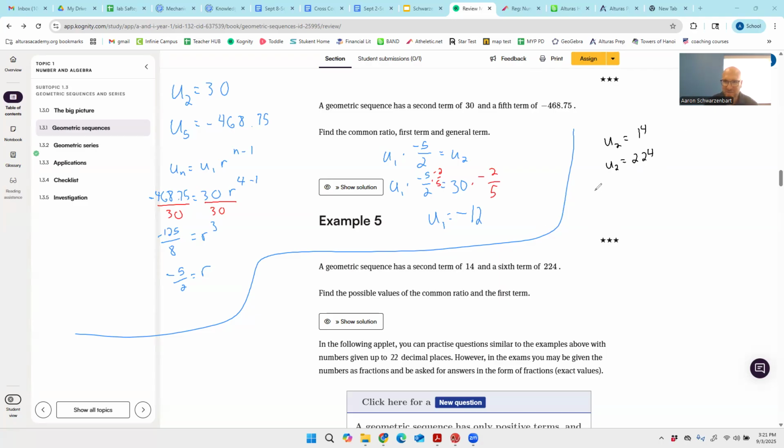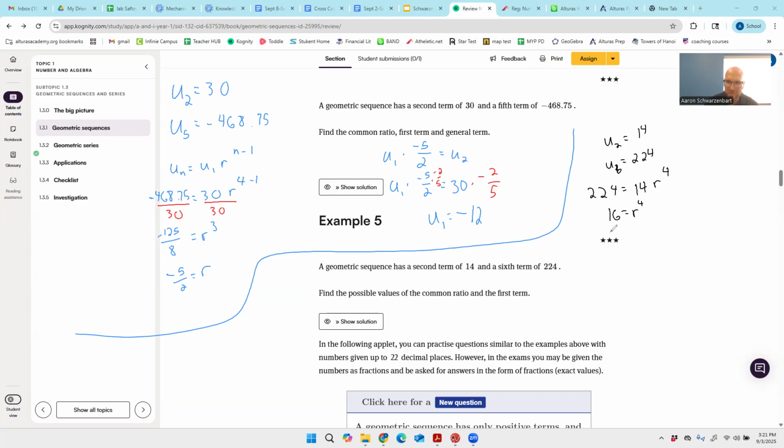Okay? So, U2 to U6: 224 is now five terms after U2, not the sixth term. So if I'm going to use U2 here, I've got to account for that. R to the 5 minus 1 is 4. I'll divide both sides by 14. That gives me 16 equals R to the fourth.